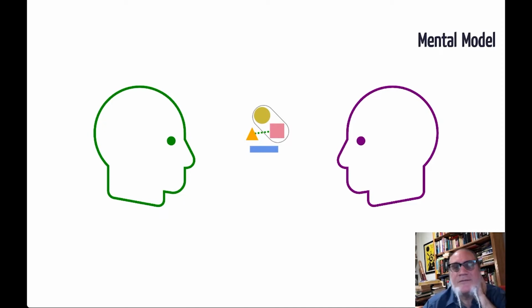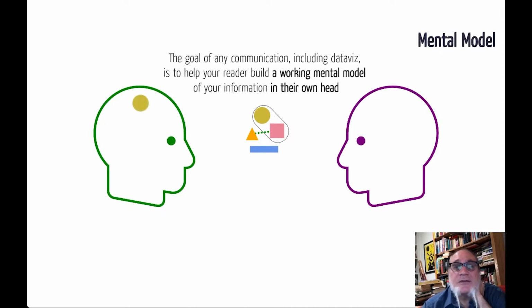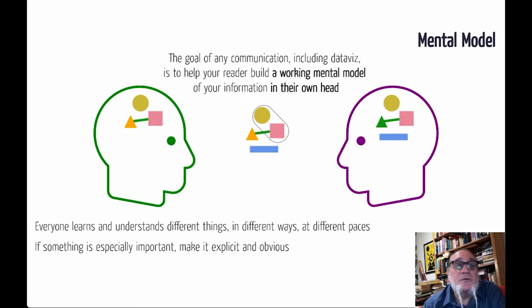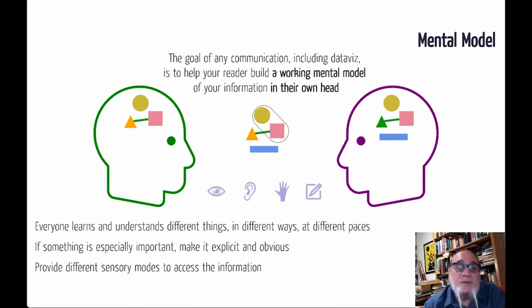Ultimately, data visualization, like any kind of communication, is about creating a working model, taking the working model from your own head and packaging it up so that someone else can unpack it into their own head and have their own mental model of it. But everyone learns and understands different things in different ways at different paces. So if something is especially important, you should make it explicit and obvious. And also, to be inclusive, you should provide different sensory modes to access that information, not just the visual.